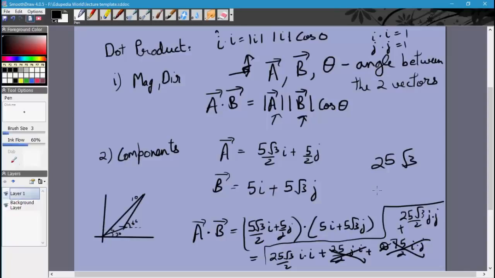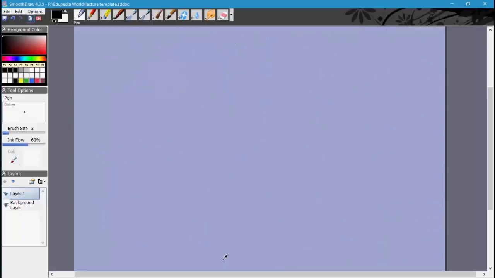Right. So basically what you do is you write them into components, follow the standard rules of dot product, and then you follow these rules, which is i dot i and j dot j are 1, whereas i dot j and j dot i are 0. This basically corresponds to multiplying the i components together, multiplying the j components together, and then adding them up. Right. So this completes dot product. Now we'll move on to cross product.